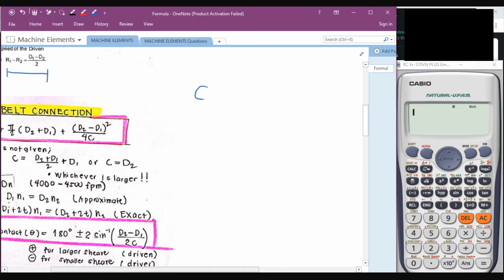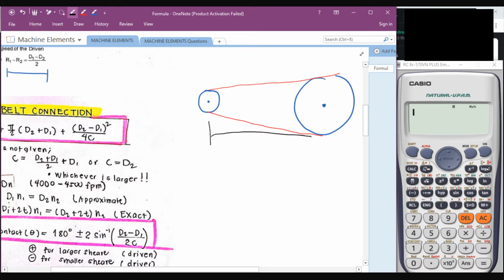Let us go first with the open belt connection. Okay? When you have here two pulleys, yung dalawang pulley mo, and then it is interconnected with belts. Pasensya na yung drawing ko. So, ito yung leather belt natin. As you can see, they are separated at a distance.